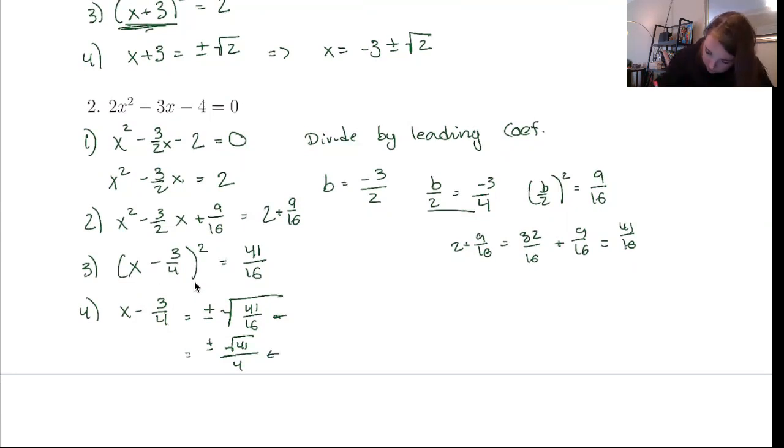Okay? So we're going to continue on right here. So x would equal 3 divided by 4 plus or minus the square root of 41 over 4. And if you wanted to, you can combine those fractions: 3 plus or minus root 41, all over 4.